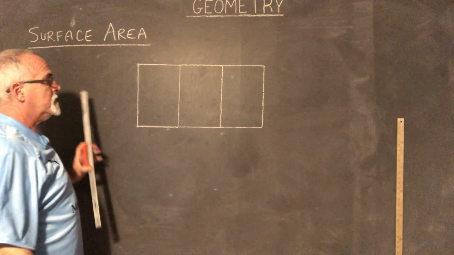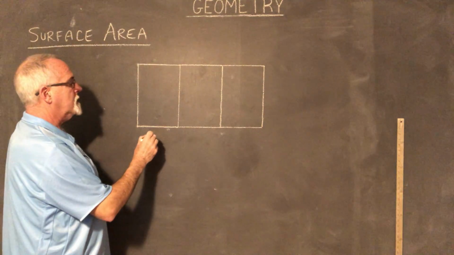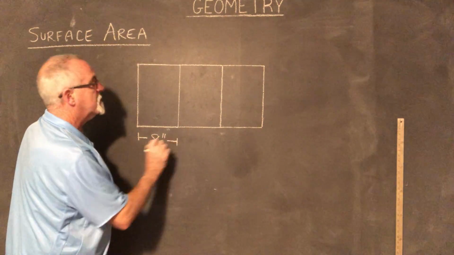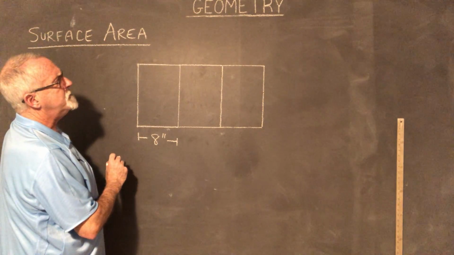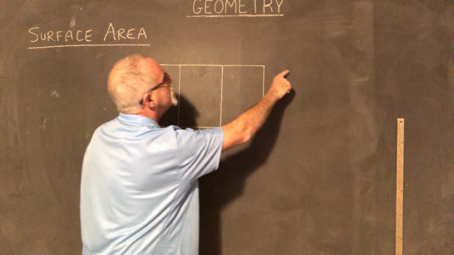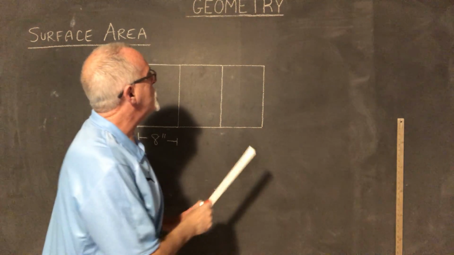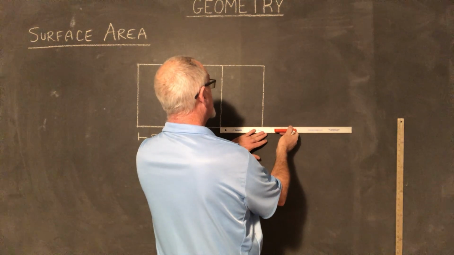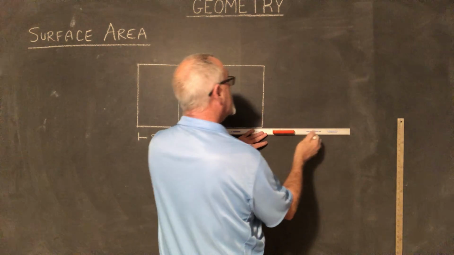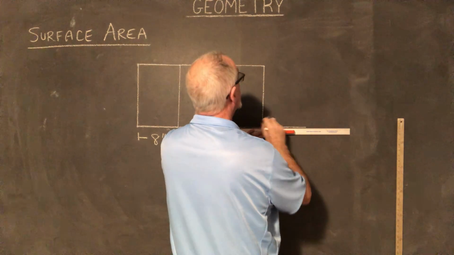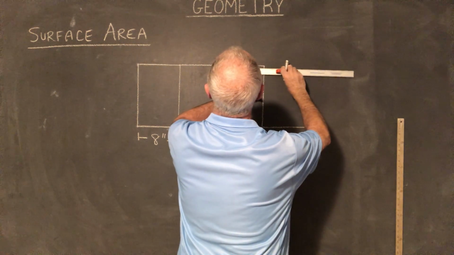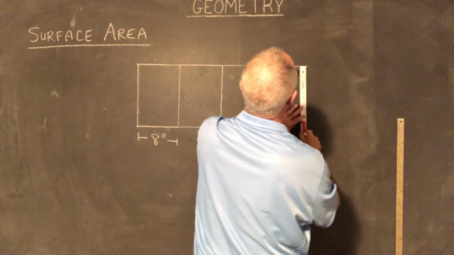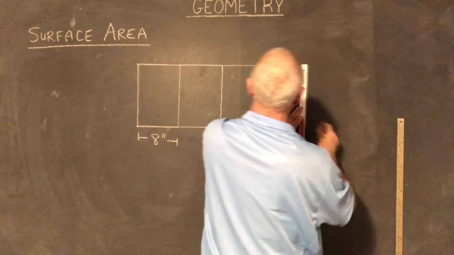Okay, we have 3 adjacent rectangles. All of them are the same size. I can say, okay, this is 8 inches. So I'll show that. Okay, another adjacent rectangle over here. We have 4 of them.